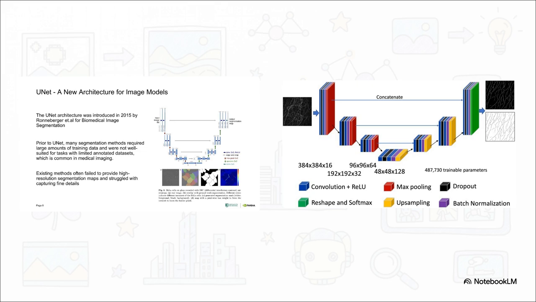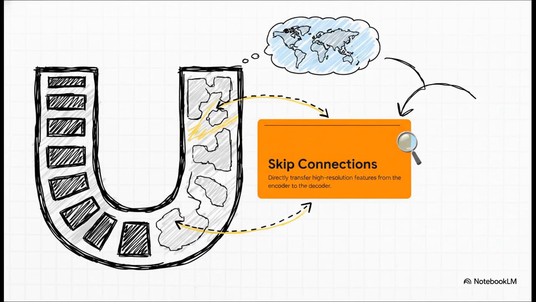So that is exactly where the right side, the decoder, steps in. It takes that compressed information and upsamples it, blowing it back up to enable precise localization. It basically figures out where those big picture concepts actually belong on the final image grid. But here is the real secret sauce of this whole thing.